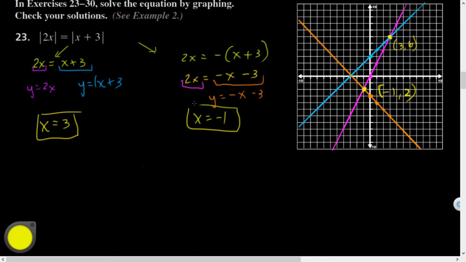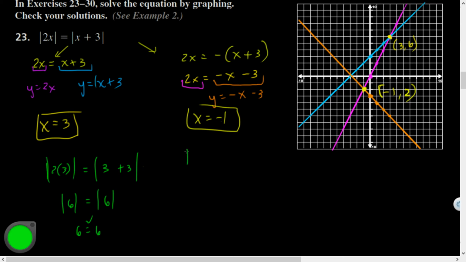Let's just do a quick check. They asked us to. I guess I'll do green. Let's check this 3 first. So is the absolute value of 2 times 3 the same as the absolute value of 3 plus 3? That's the absolute value of 6 equals the absolute value of 6. Yeah, 6 equals 6. That one checks out.